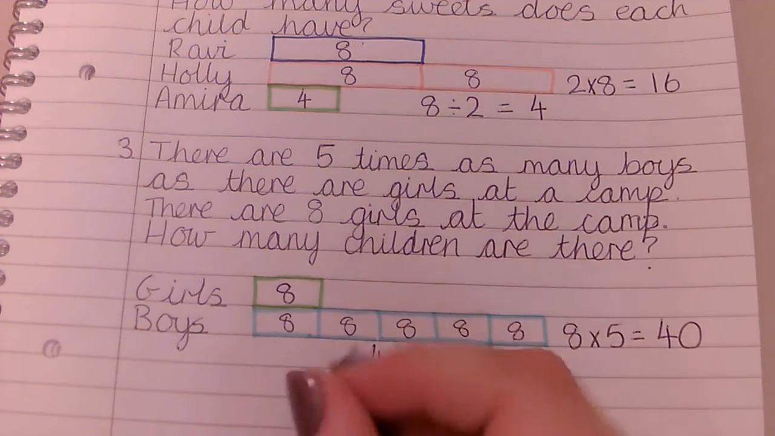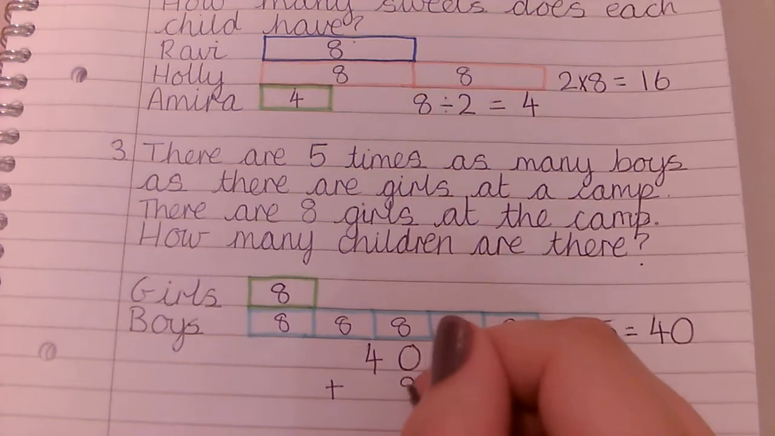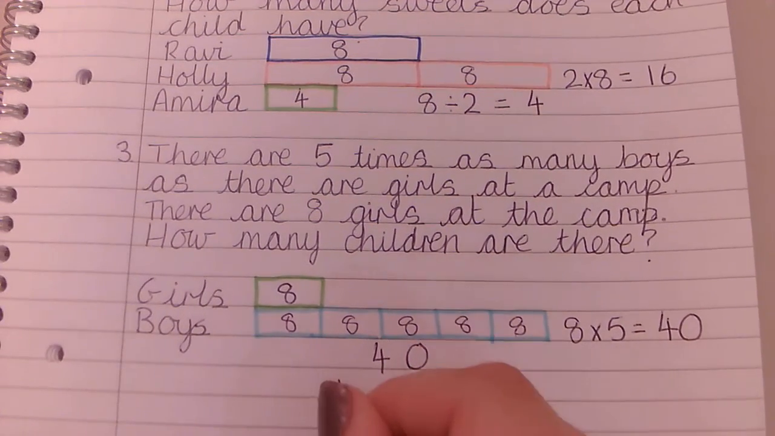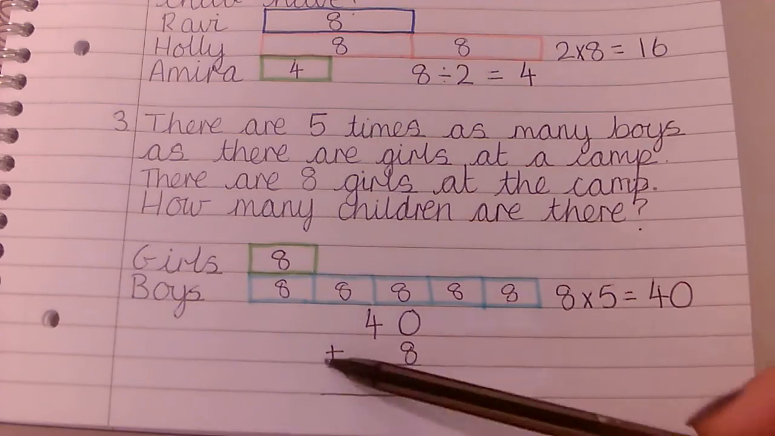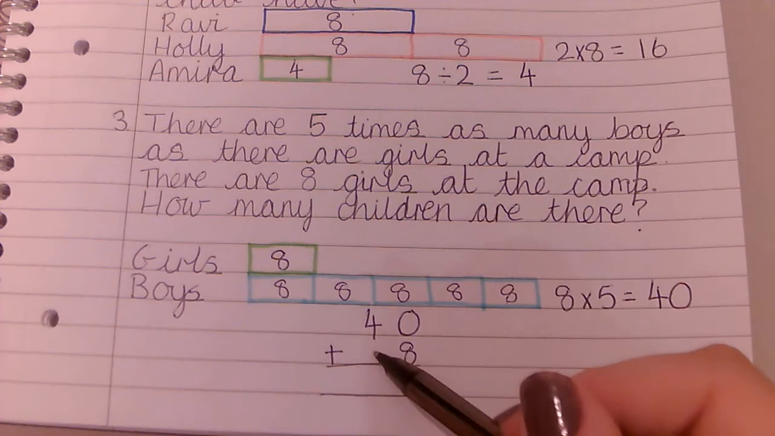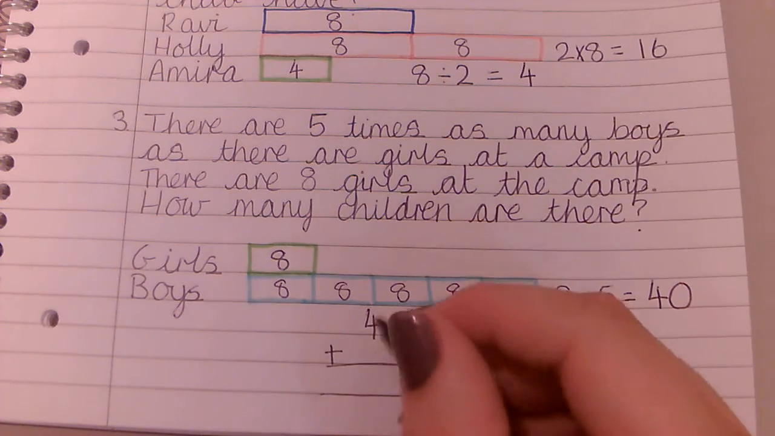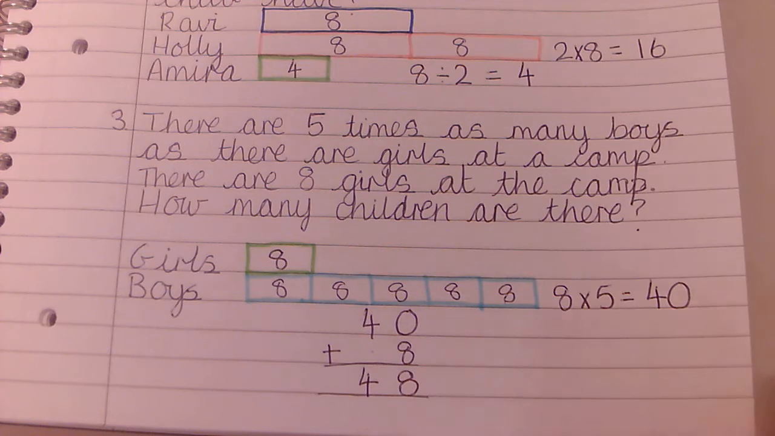Okay, so let's work it out. We'll use column method, we don't really need to because it's quite easy. 40 boys, add 8 girls. Always when we're adding we start with our ones. 0, add 8, makes 8. 4, add nothing, makes 4. So how many children are there altogether at the camp? There are 48.